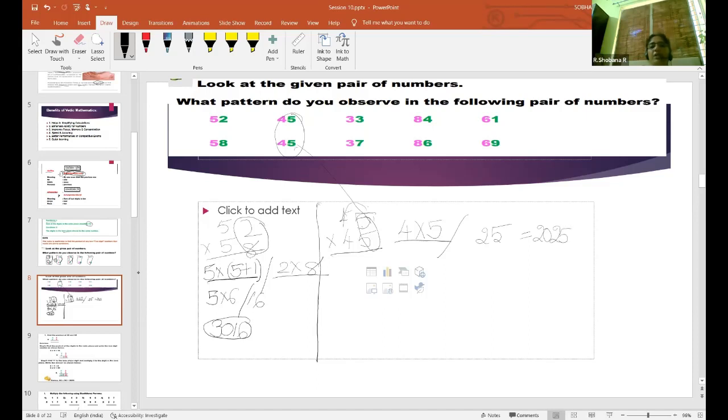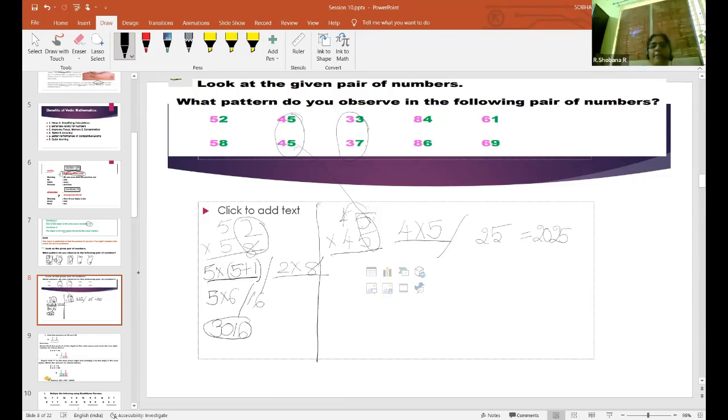Can you tell me the third one, teachers? 1221. Very good. What is special about 1221? Actually, the first two digits and the other two digits are interchanged. It has got a special name. Yes, palindrome. It's a palindrome.